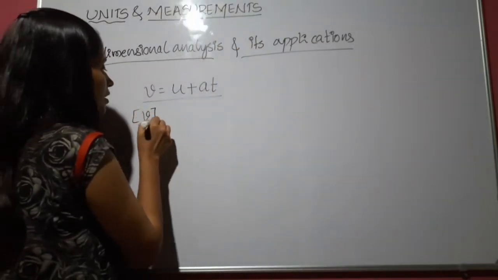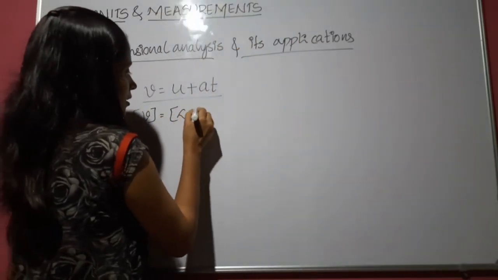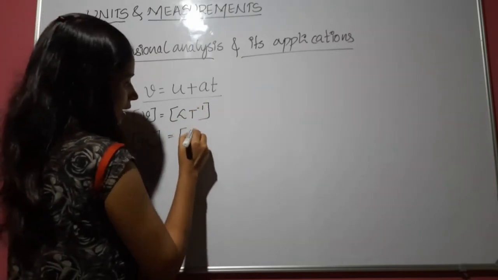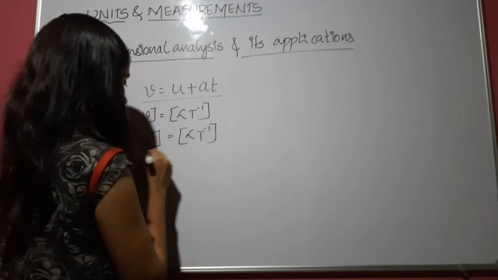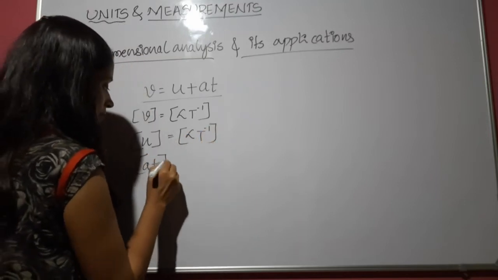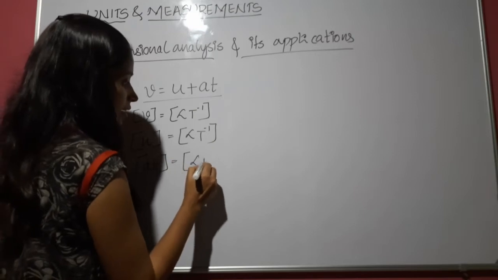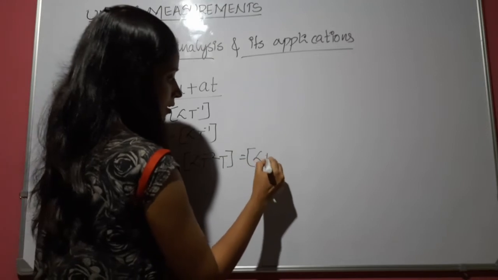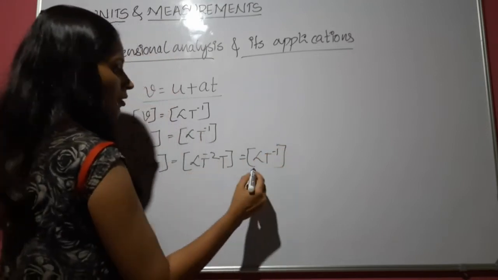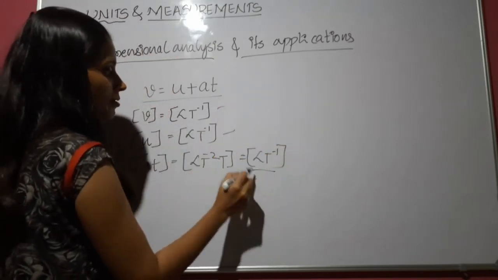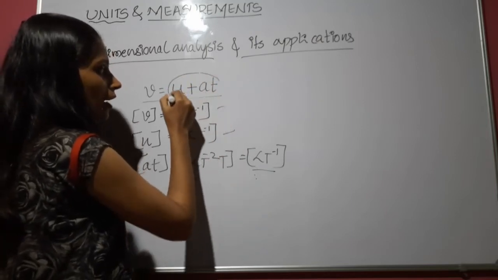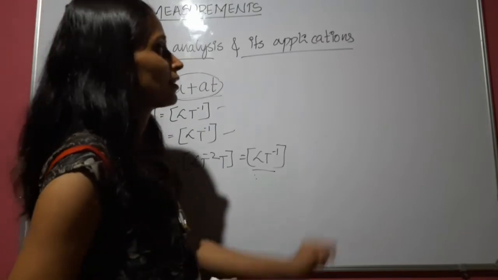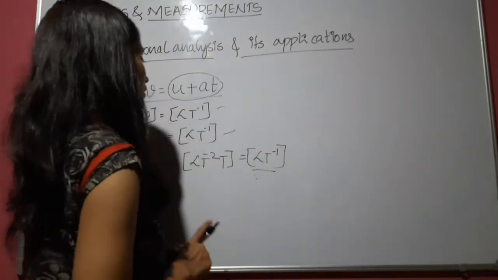So dimension of V is what? L t power minus 1. U, this is also velocity. L t power minus 1. Acceleration, L t power minus 2, times t. So ಎಲ್ಲ term dimension same ಇದೆ. So we can be added. Okay. Next we will see the application of dimensional method.